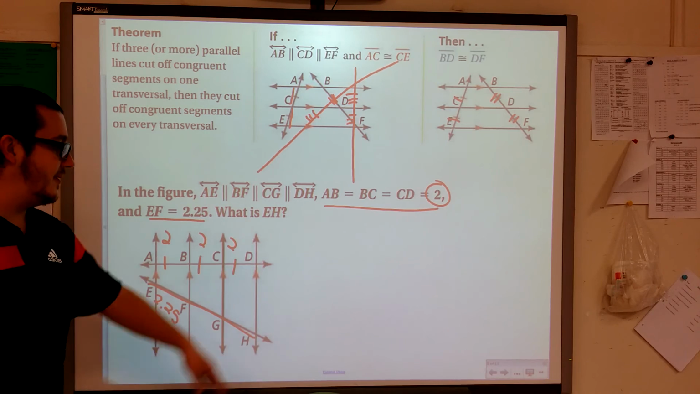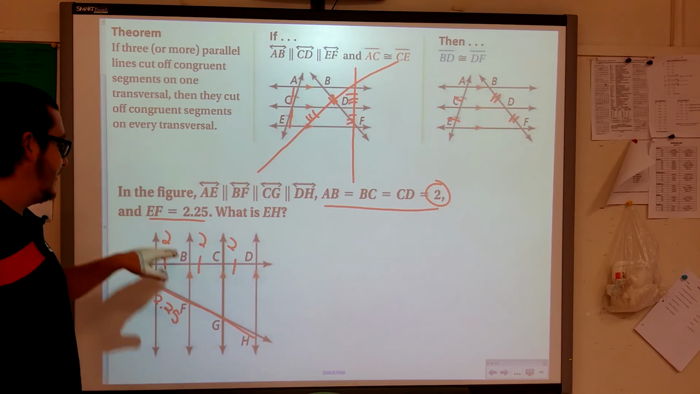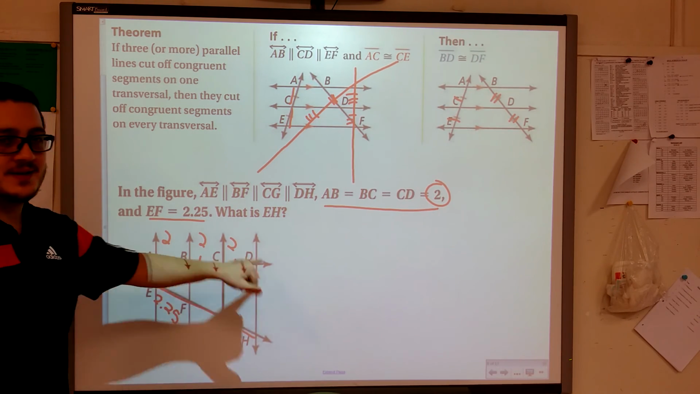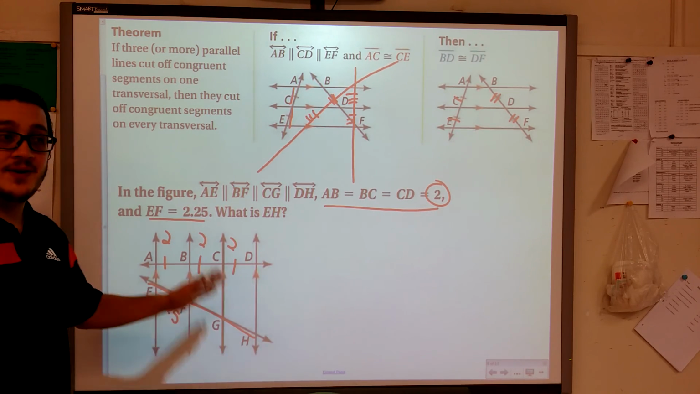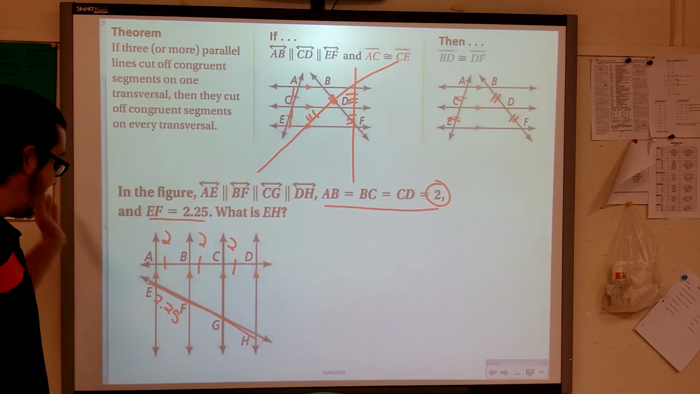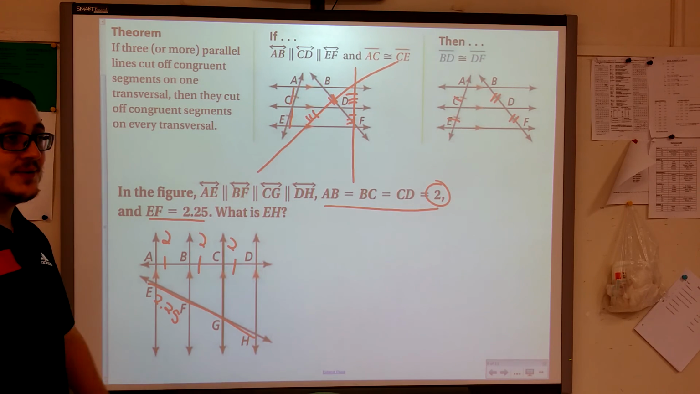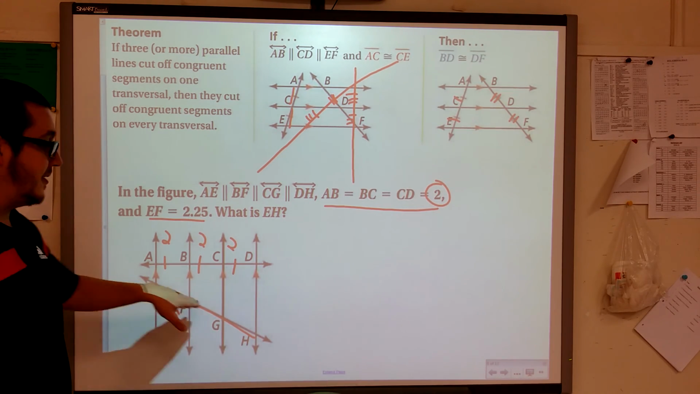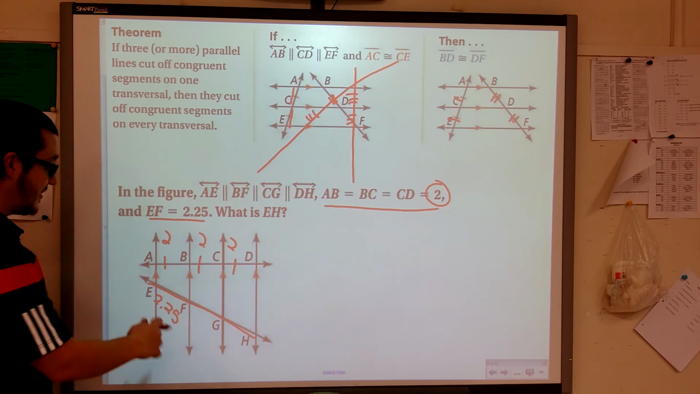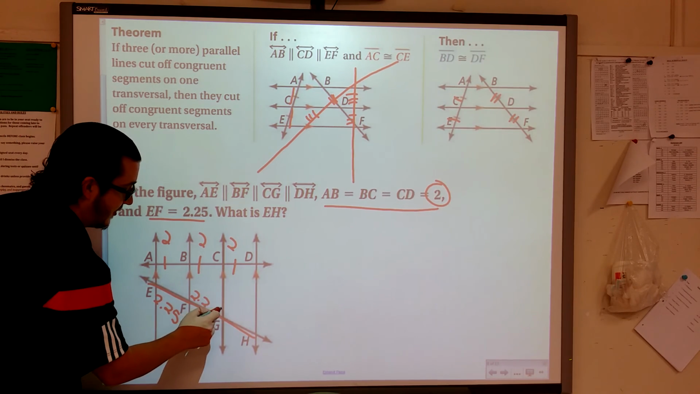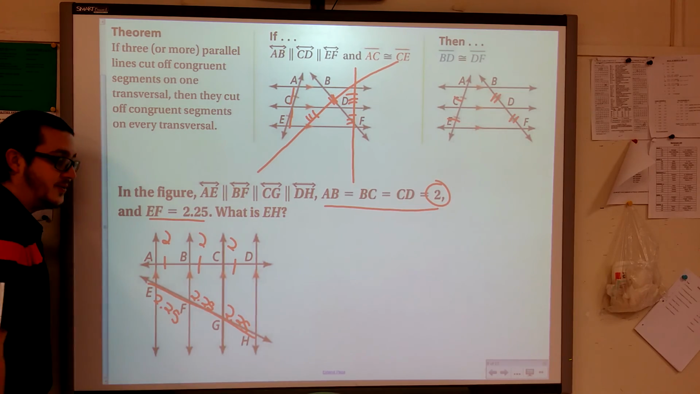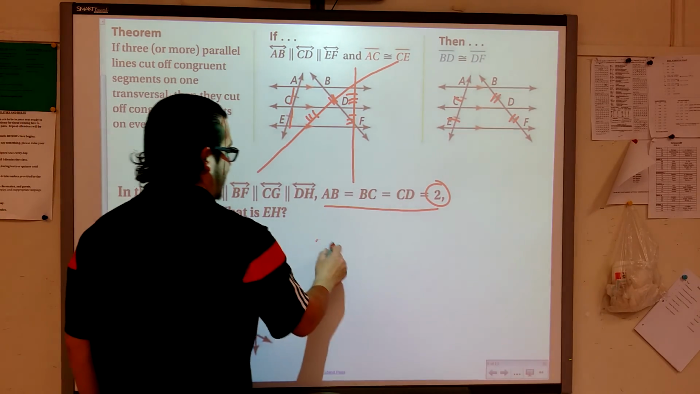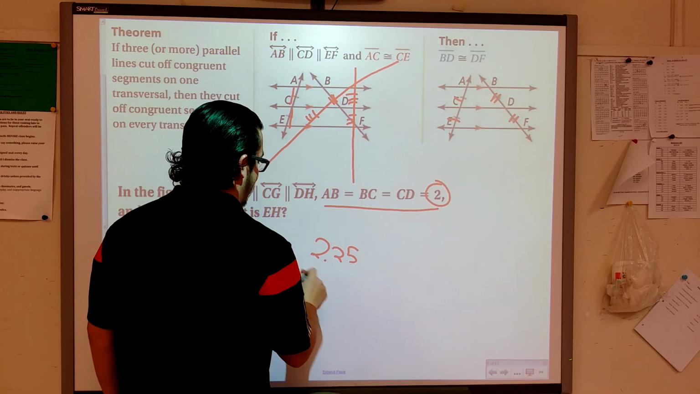Since these lines are parallel, we have this transversal here. All these are 2. These are all the same length. That means that these parallel lines are all equally distant from each other. Any transversal that we draw through it is going to have equal parts of its segments. So if that's 2.25, this is 2.25. This is 2.25. All three of these are 2.25. So what's 2.25 times 3?